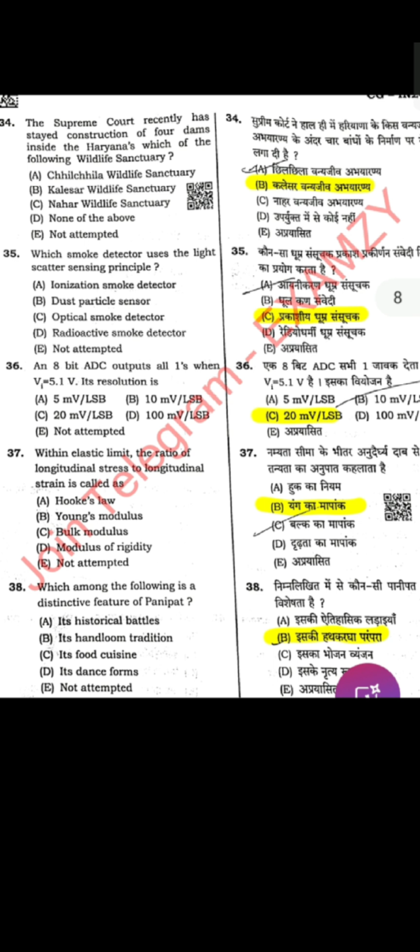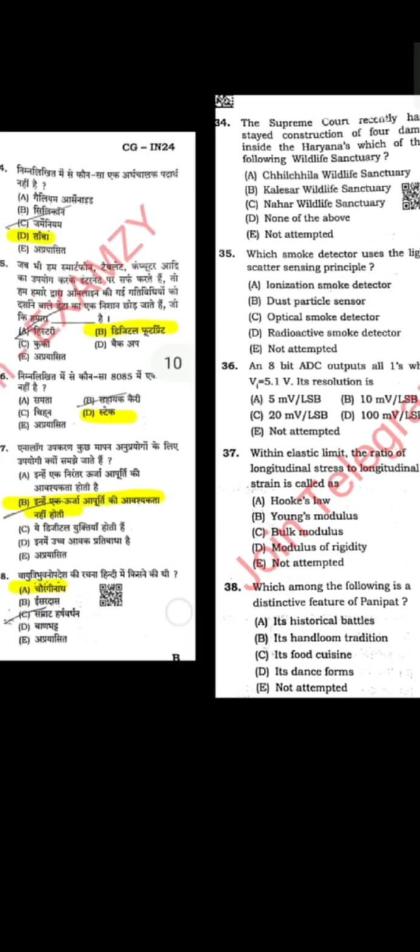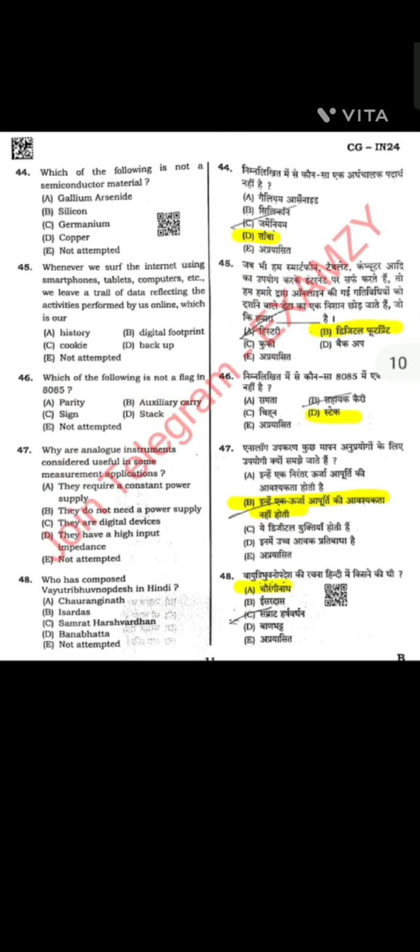The Supreme Court recently stayed construction of 4 dams inside the Haryana. Which of the following wildlife sanctuaries? That is called Kalesar Wildlife Sanctuary. Which of the following is not a flag in 8085?